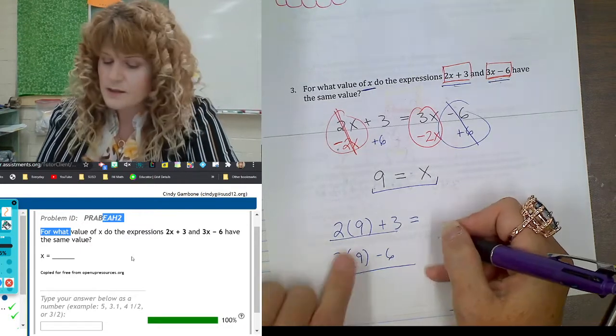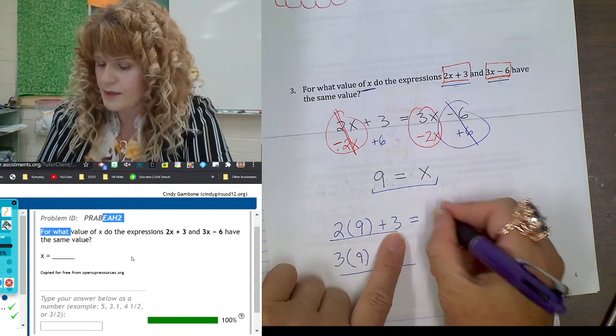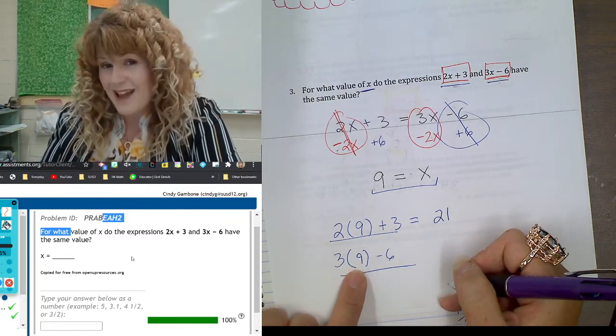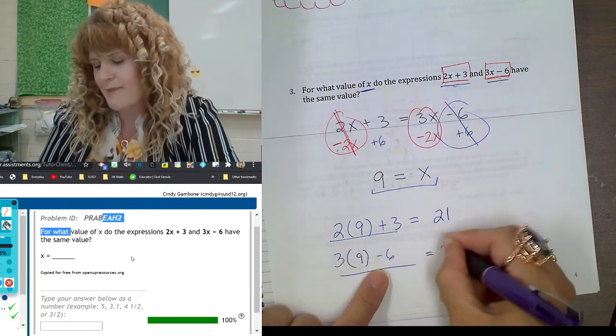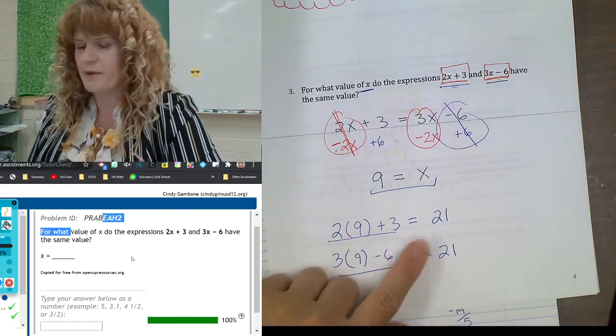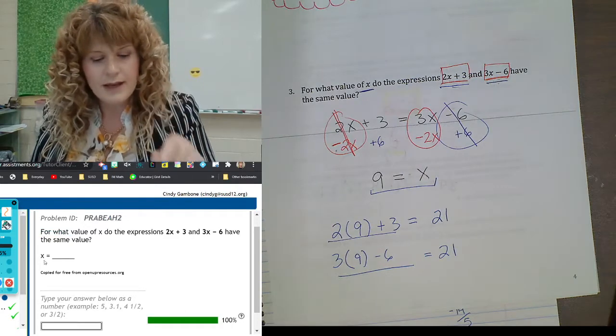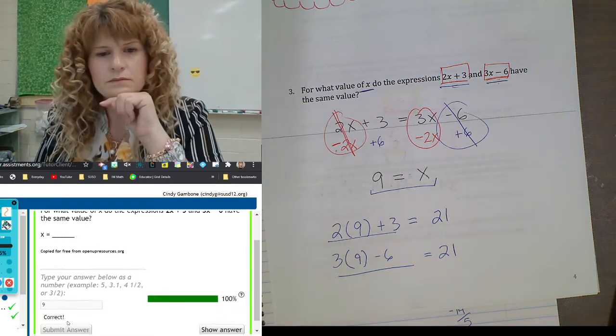Let's do it. 2 times 9 is 18. 18 plus 3 is 21. 3 times 9 is 27 minus 6. Bam. Okay, I checked it. They both now give me the same result. The answer for x is 9.